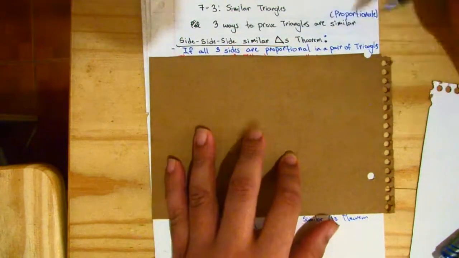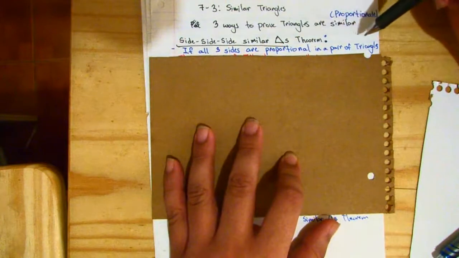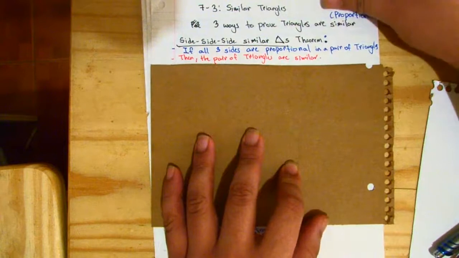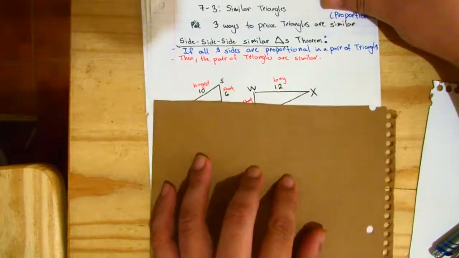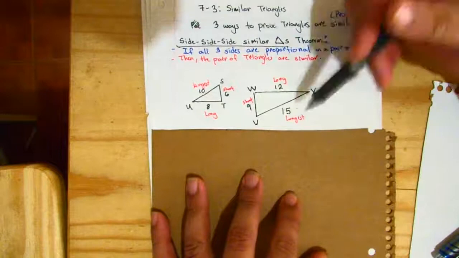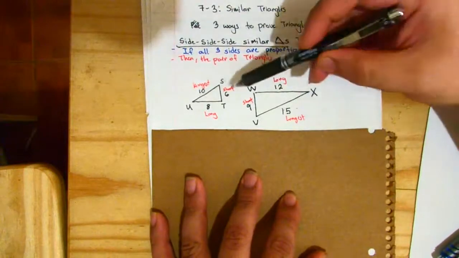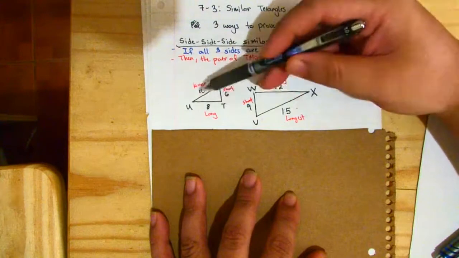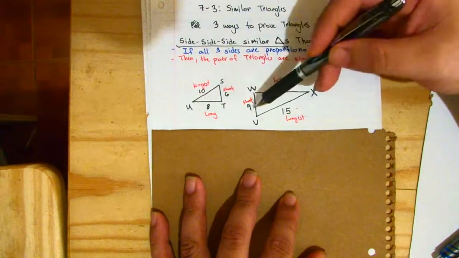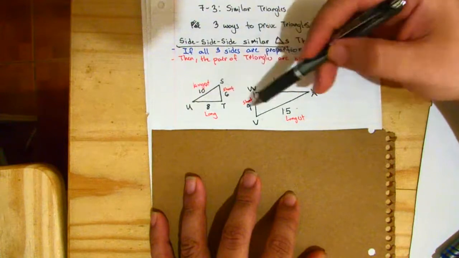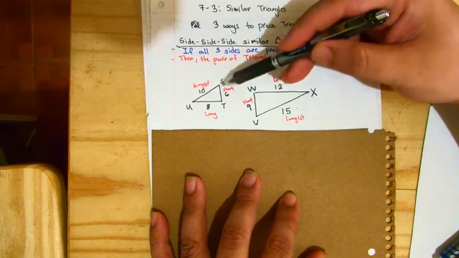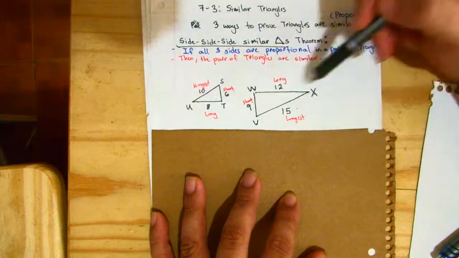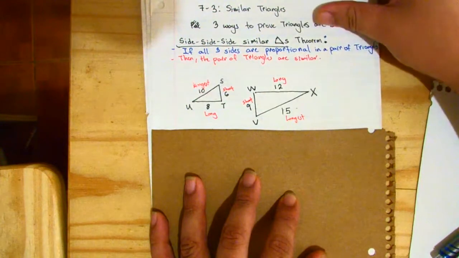Here it states that if all 3 sides are proportional in a pair of triangles, then we can conclude that the pair of triangles are similar. Here's the example. I already separated them apart. I separated the short legs, which are the lowest numbers out of these 3 numbers. 6 is the smallest number out of these 3, and 9 is the smallest number out of these 3. Or you can look at the diagram, where 6 is the shortest side of the triangle and 9 is the shortest side of the other triangle.